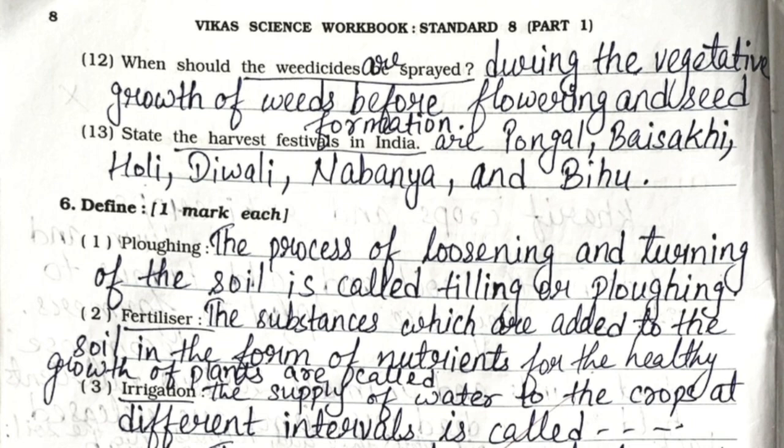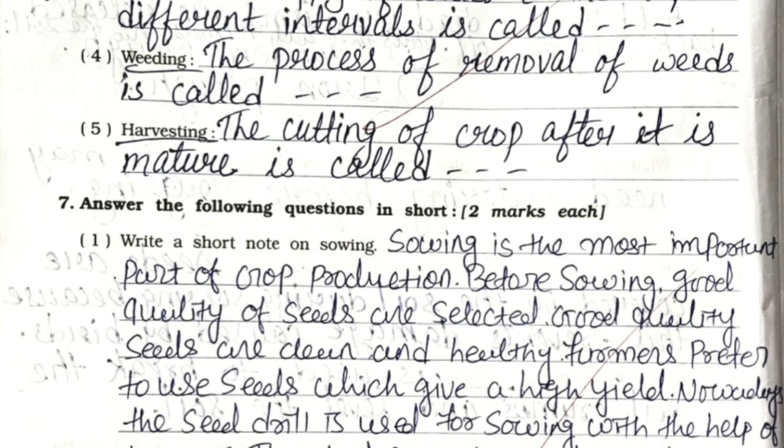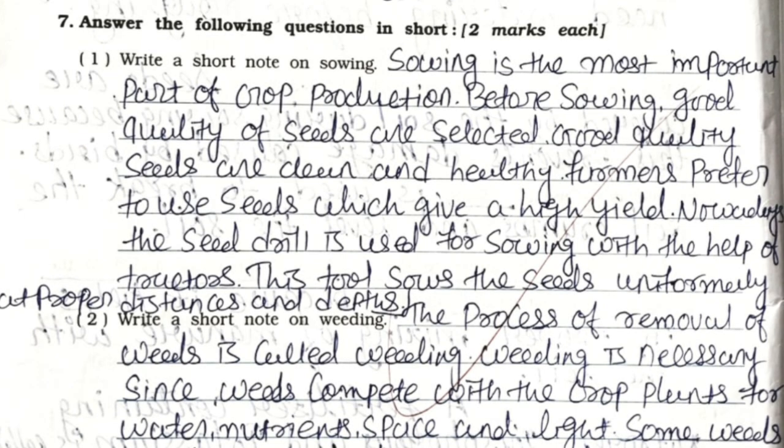The supply of water to the crops at different intervals is called irrigation. Fourth, weeding. The process of removal of weeds is called weeding. Fifth, harvesting. The cutting of crop after it is mature is called harvesting. Now question number 7. Answer the following questions in short.